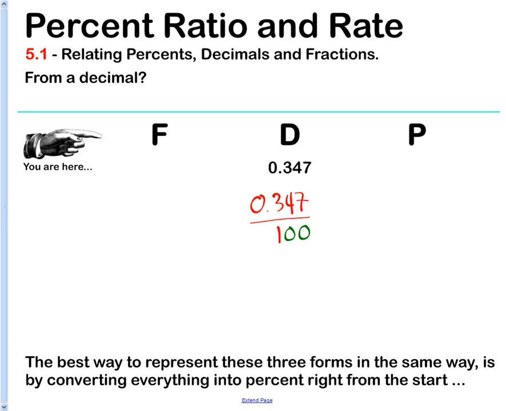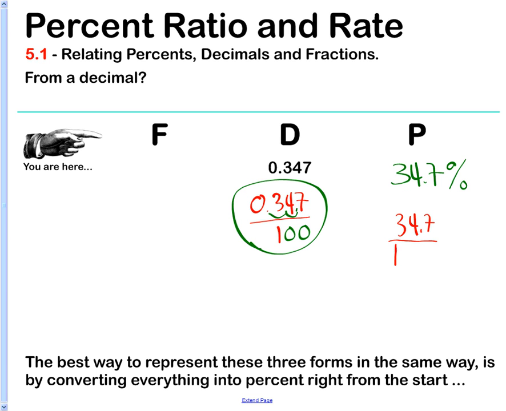Now all we have to do is take our decimal. We added the zeros this way, so we have to slide our decimal this way. And we end up with 34.7 over 100. That is our percent, 34.7 over 100. Now, thinking the exact same way that we did before, if we want to get rid of that 34.7 and convert it into a fraction, we would go 34.7 over 100.